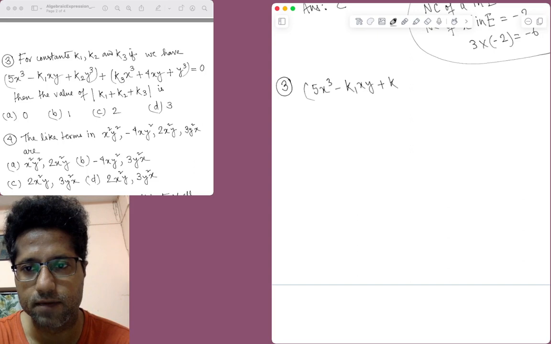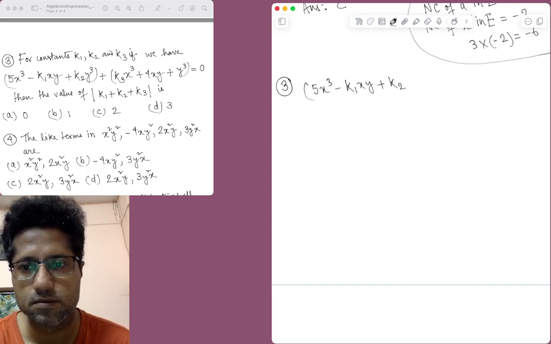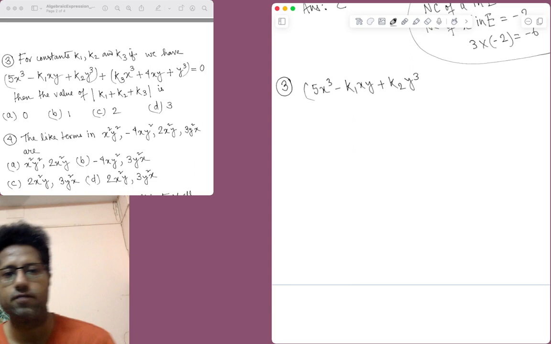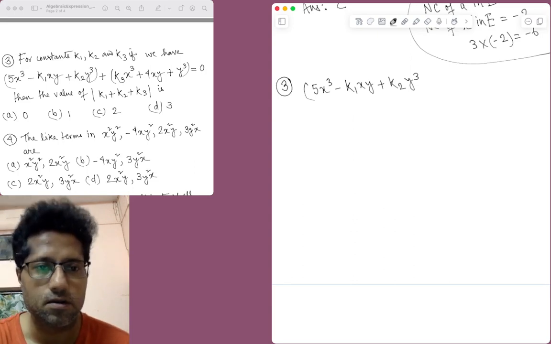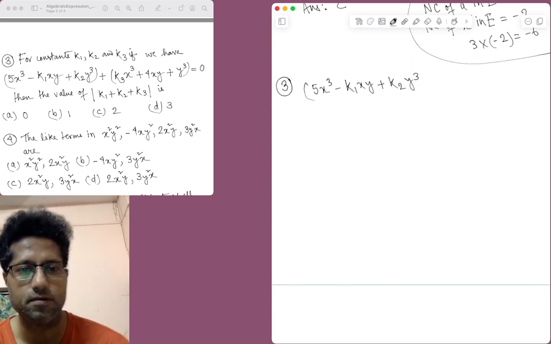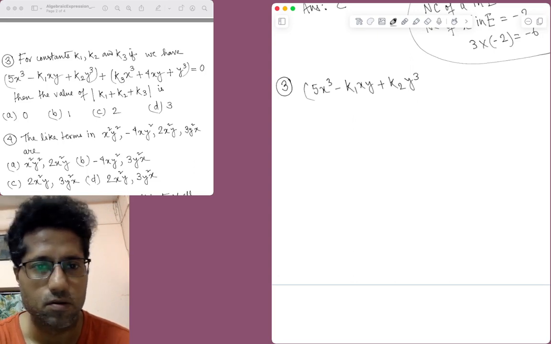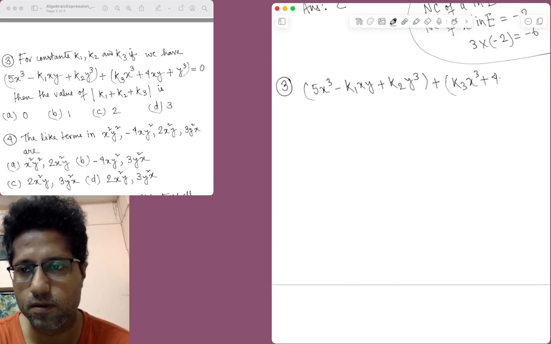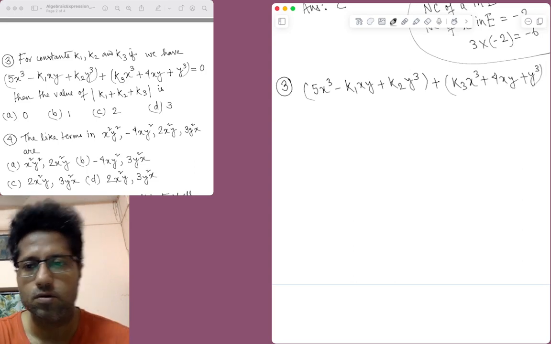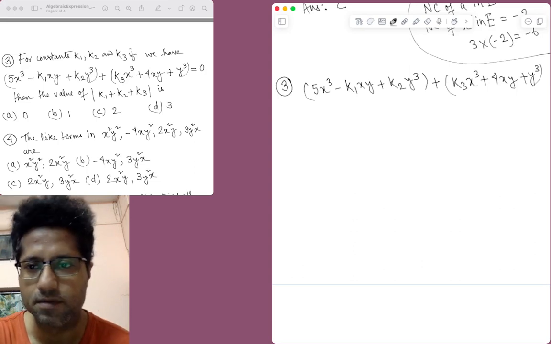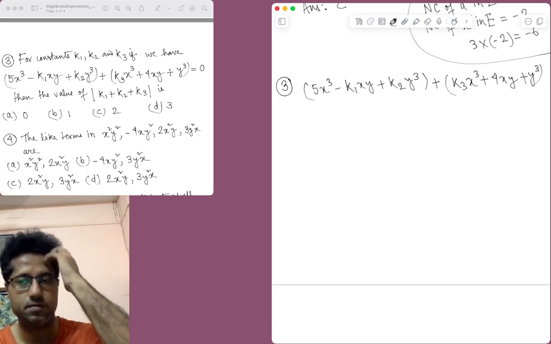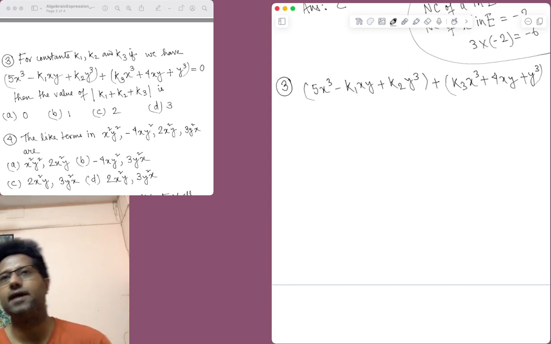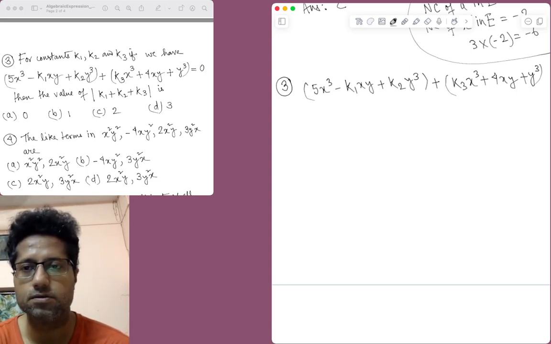We have to keep in mind that k1 and k2 are constants, they are not variables. I mean, they are constants like 4, 5, 6, but some constants represented by a letter. Now, and this is k3 x cube plus 4xy plus y cube. Okay, now this we know, this is addition of two algebraic expressions. And how do we add two algebraic expressions? We add the like terms and leave the unlike terms as they are.